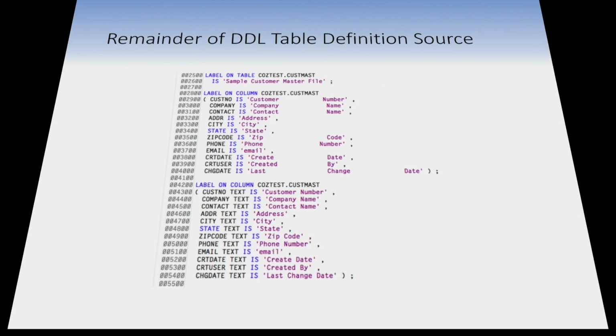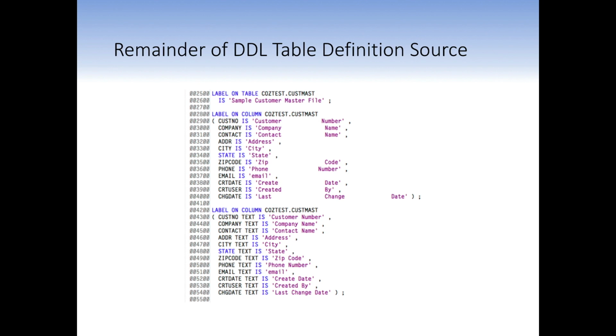The rest of the generated data definition language is all about the text and the column headings that are inside of the original file. So we have all that here. We have the file's text description. So we say label on table. It puts the file name in there, sample customer master file. And then the column headings are there as well.